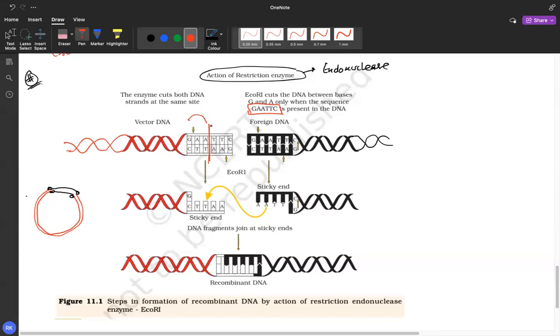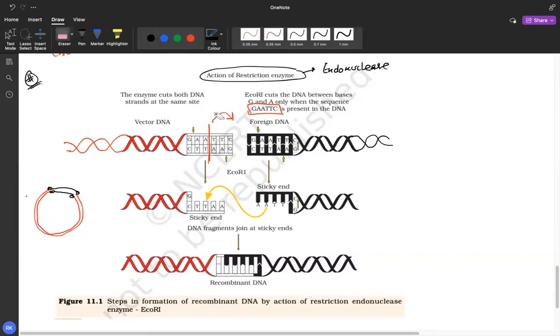All restriction endonucleases work like this: either they cut on the left or right side, they never cut at the middle. If they cut at the middle, you won't be able to form a sticky end. You understand?